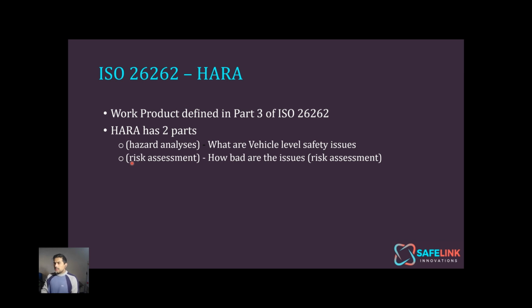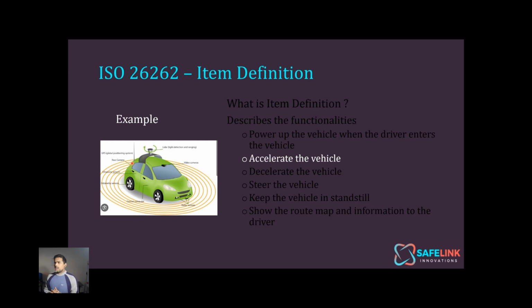Let's take an example. We've always talked about this autonomous driving car, which can drive autonomously in a certain geofenced neighborhood. It's got this entire sensor suite, and it can drive autonomously in this college campus at less than 40 kilometers per hour. We've identified a list of functions that it's capable of executing. For now, let's pick on just one function: accelerate the vehicle. Now, for this function, we want to do a HARA.